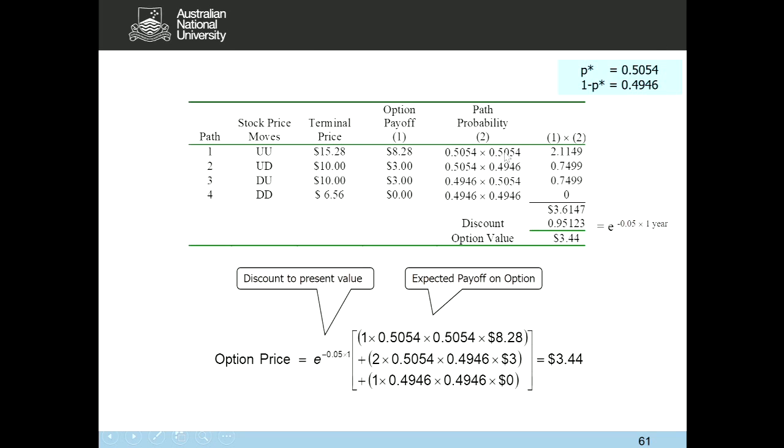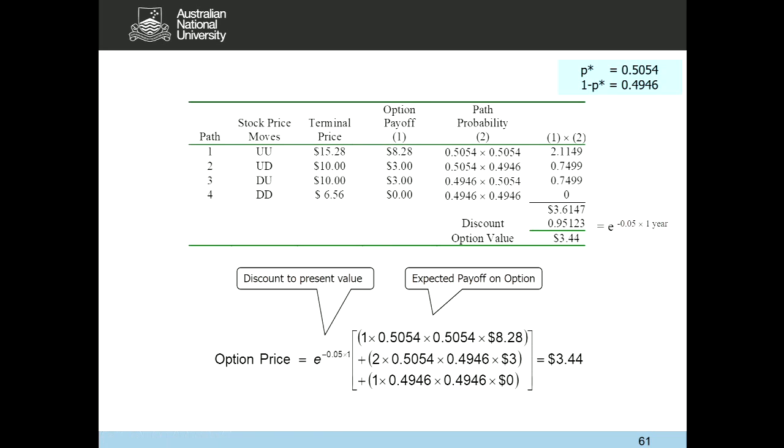up again is simply the up probability 50.54 times the up probability 50.54, right? So that is simply the product of the two up probabilities. So that's up and up. That would give us a share price of $15.28. So if the share price finished at $15.28, minus the strike price, that would give us the payoff of $8.28.